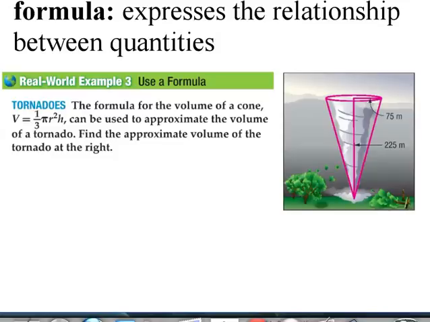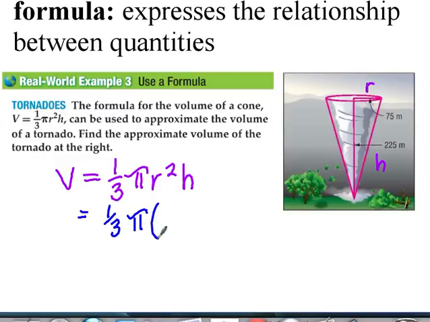If you look up here at the board, we have an example we need to go over. The formula for the volume of a cone, V equals 1/3 pi r squared h, can be used to approximate the volume of a tornado. Find the approximate volume of the tornado at the right. What does 75 refer to? The radius. What does 225 refer to? The height. So all we're doing is plugging this in. V equals 1/3 pi r squared h. My radius is 75, and the height is 225. It's just a matter of calculating.